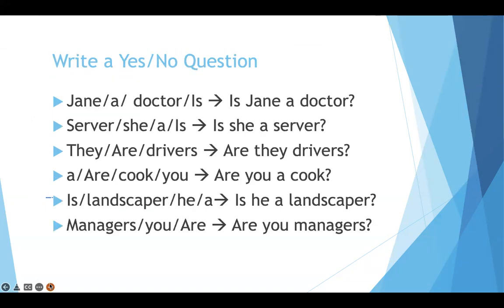All right, and now I will give you the answers. So we already said 1 and 2. So 1 was, is Jane a doctor? 2, is she a server? 3, they are drivers becomes, are they drivers? Are cook you becomes, are you a cook? Is landscaper he a becomes, is he a landscaper? And managers you are becomes, are you managers?